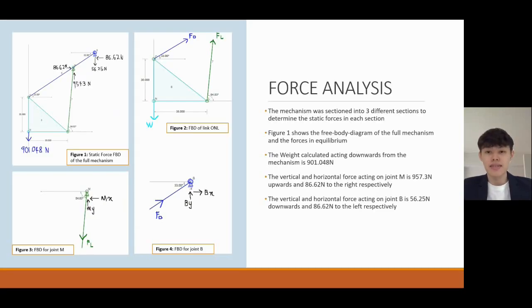As for the force analysis, the mechanism is sectioned into 3 sections to determine the static forces in each section. Figure 1 shows the free body diagram of the full mechanism and the forces in equilibrium. The weight calculated acting downwards from the mechanism is 901.048 newtons. Meanwhile, the vertical and horizontal force acting on joint M is 957.3 newtons upwards and 86.62 newtons to the right respectively. Lastly, the vertical and horizontal force acting on joint B is 56.25 newtons downwards and 86.62 newtons to the left respectively.